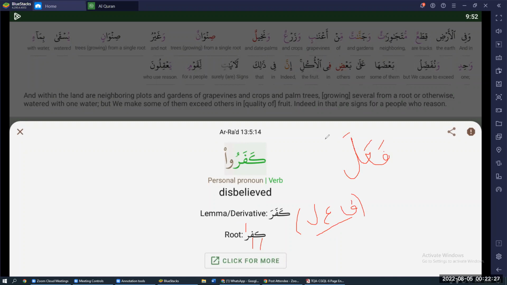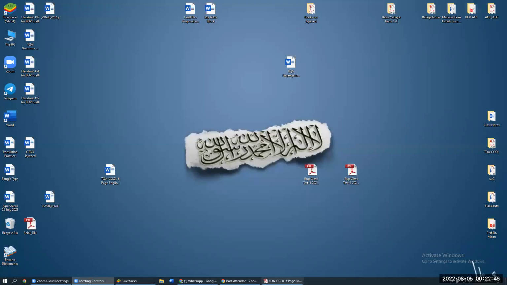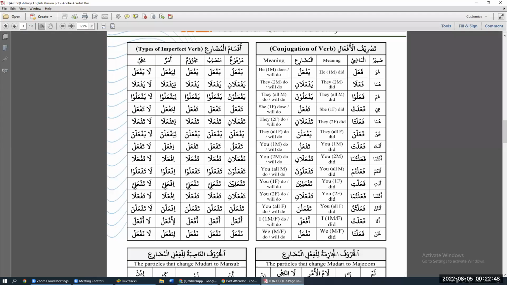Fa'ala, and it becomes a word and it becomes a sentence. That is what is interesting. See, this is a single word and it is also a sentence. Now we go to page number 3 of our 6th page. Okay, let's move there. Page number 3 of 6th page.